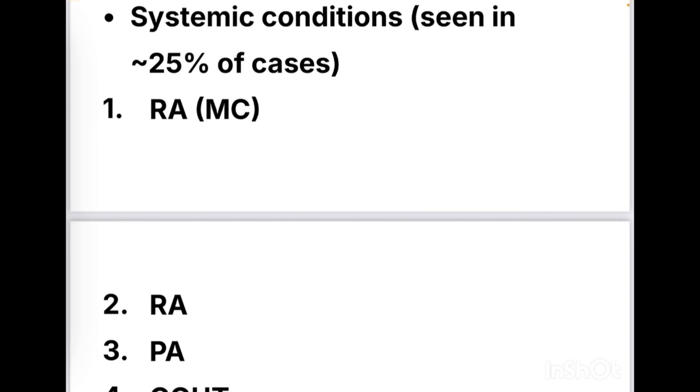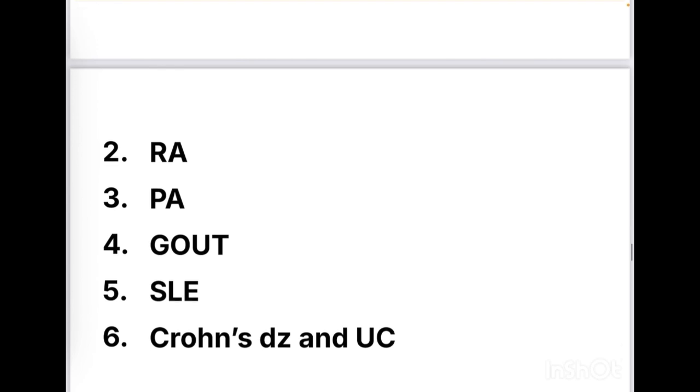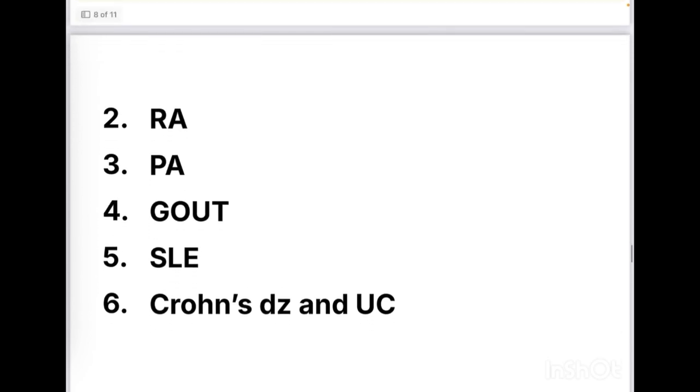So for remembering in the exam, just remember RA. RA means rheumatoid arthritis, reactive arthritis, psoriatic arthritis. Now, similar to arthritis is gout. SLE, Crohn's disease and ulcerative colitis we have to remember separately. Got it?